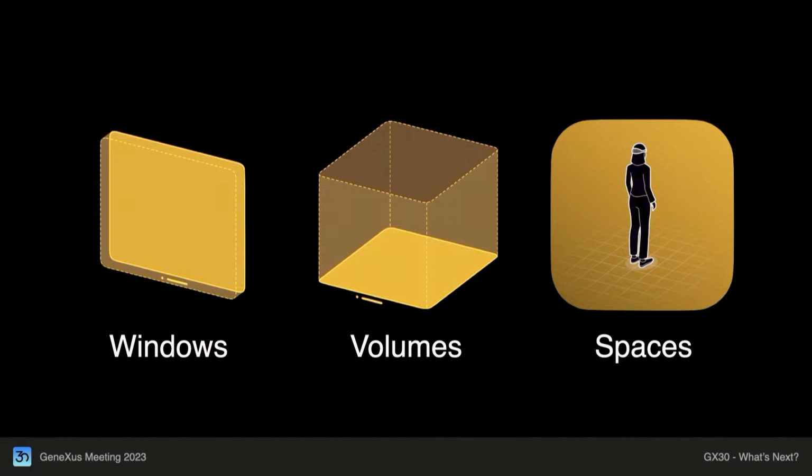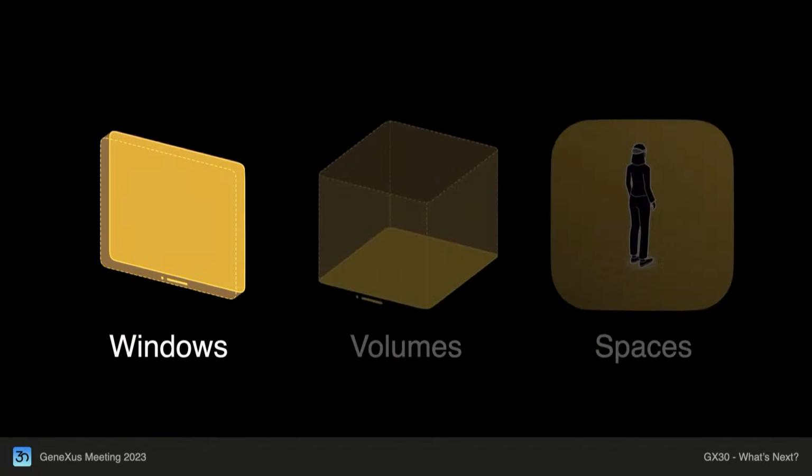It can be summed up in three types: windows, volumes, and spaces. The first two, windows and volumes, are very similar. Both of them are used in a space called the shared space, which is shared because several applications may be shown at the same time. I can look around at what I see around me, and then I can see these interfaces.